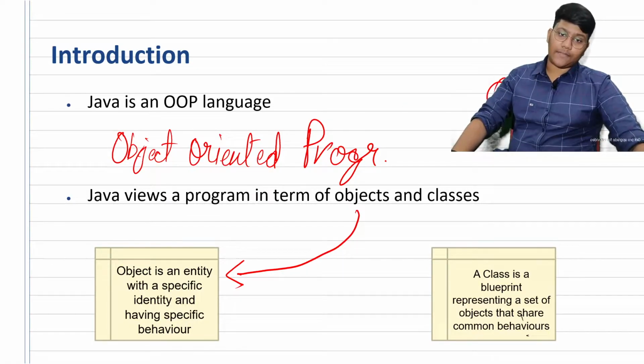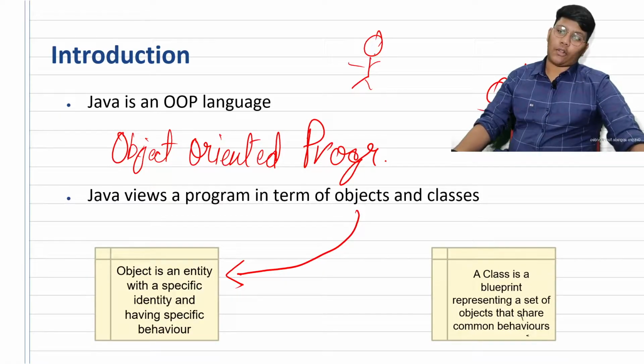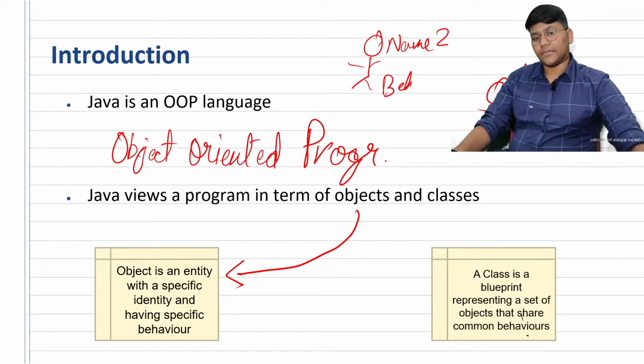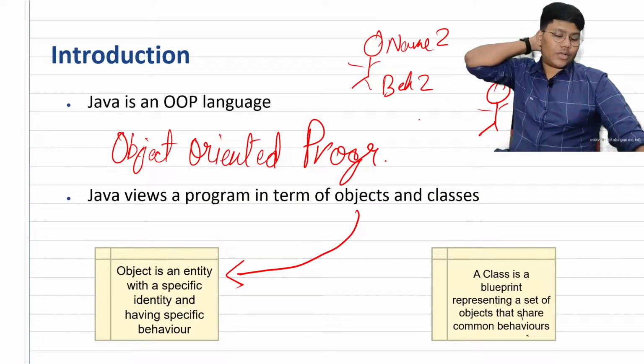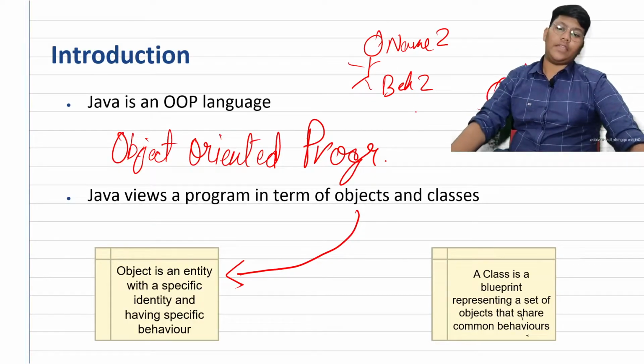For example, if you are an object, you have some specific identity, that is your name. You have some specific behavior like how you walk, how you talk. Now I am also an object. I also have some identity. I also have some behavior. Now there are certain behaviors that are similar, like we both walk on two legs.